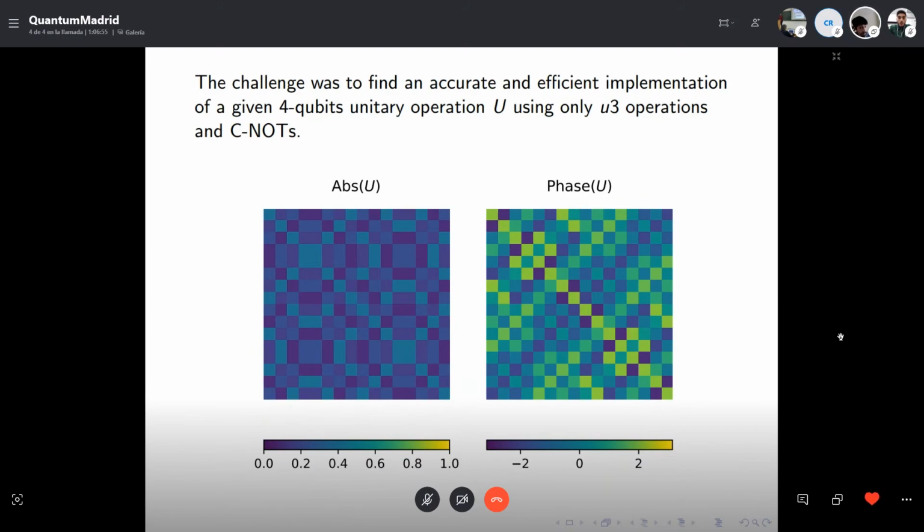In the figure, you can see the matrix. On the left, you have the absolute value of U, and on the right, the phase of each number. Seeing the colors, you can tell that the matrix is very arbitrary. That was the difficulty of the problem, but it also has a structure because some colors are repeated. So the idea to solve this problem is to exploit this structure to find the circuit.